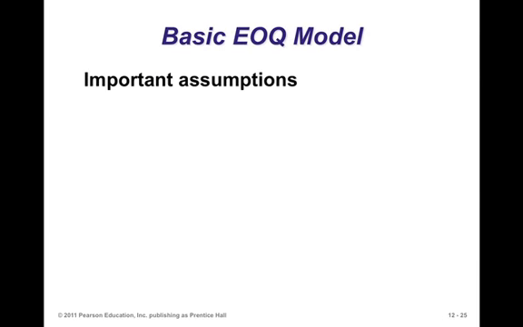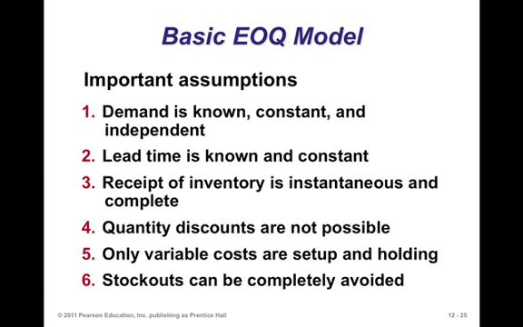So let's examine the basic EOQ model. There are a couple of assumptions. One is that we know what the demand is and it's constant, it doesn't vary. That there's a lead time that is known and is fixed. So in other words, it is not time varying. If it takes 2 weeks to receive the item, it's always 2 weeks.